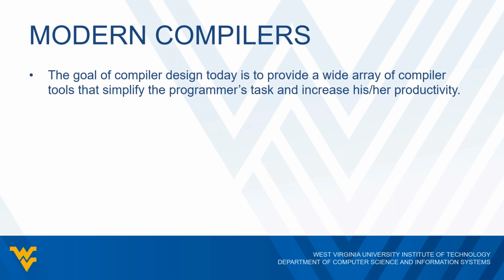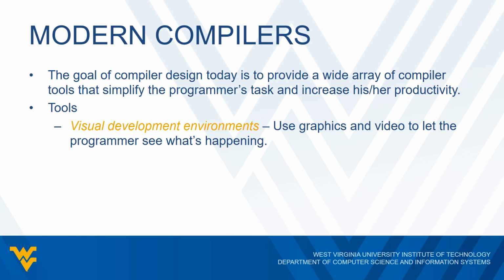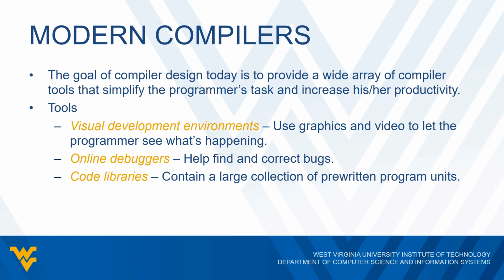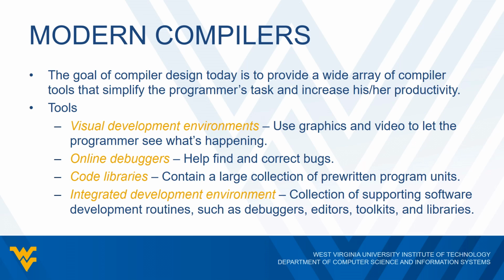The goal in compiler design today is to provide a wide array of compiler tools that simplify the programmer's task and increase his or her productivity. This includes several different types of tools, such as visual development environments that use graphics and video to let the programmer see what's happening. We have sophisticated online debuggers, and these help programmers locate and correct errors. We have reusable code libraries, which contain a large collection of pre-written program units. And when the compiler is embedded within a collection of supporting software development tools, such as debuggers, editors, toolkits, and libraries, it's called an integrated development environment, or sometimes also known as an IDE. It's these types of programmer optimizations rather than code optimizations that have taken center stage in language and compiler design.